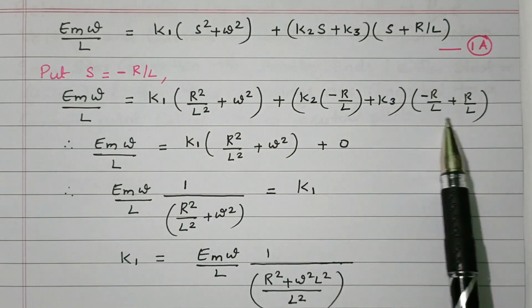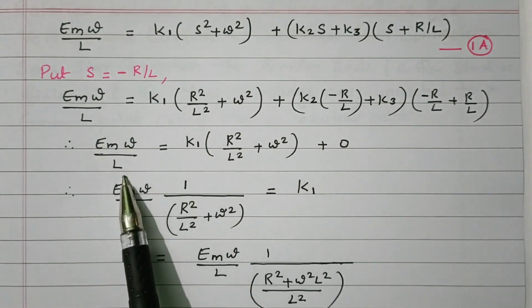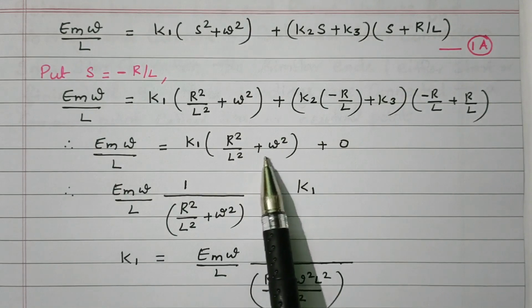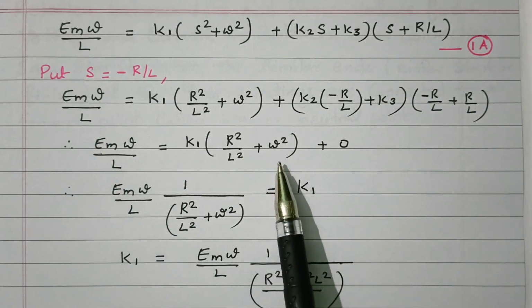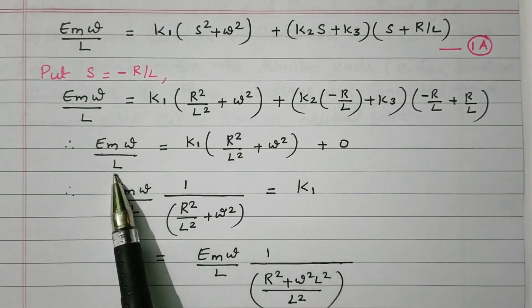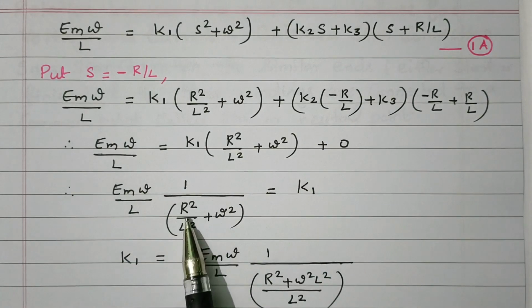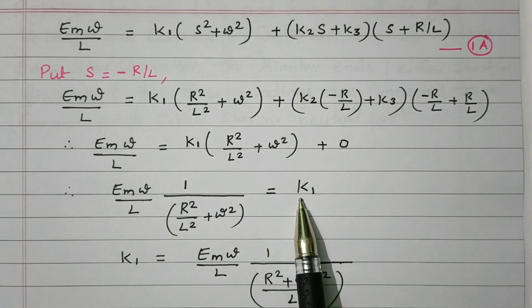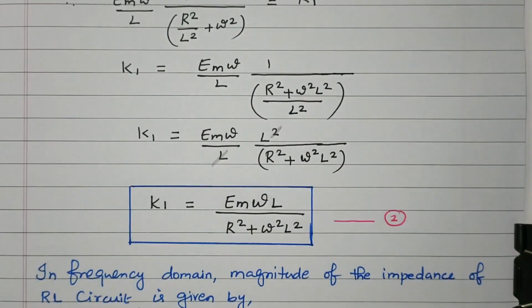Now this term becomes 0. So what we have is Em omega by L equal to K1 into R square by L square plus omega square. This term is 0. Now we can bring this term into the denominator, so that Em omega by L into 1 divided by R square by L square plus omega square equals K1. Now we'll go for further simplification.